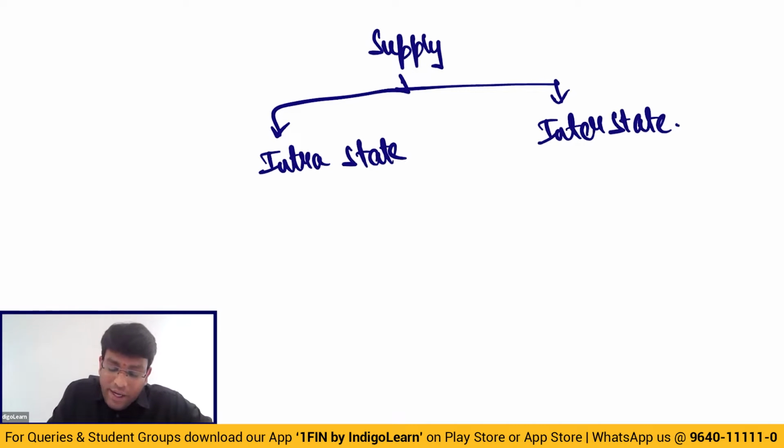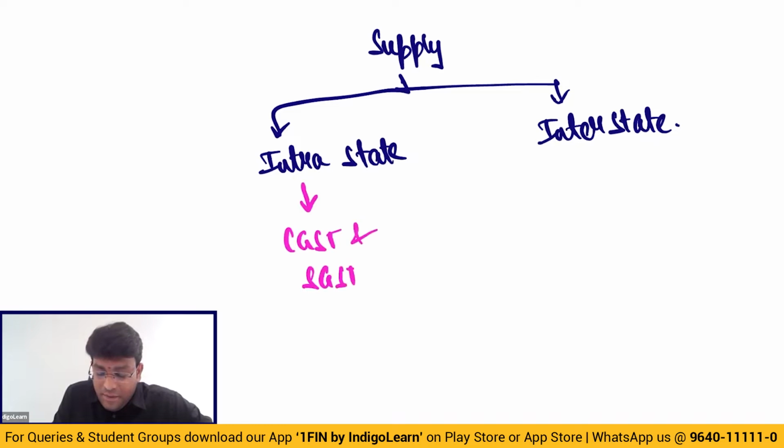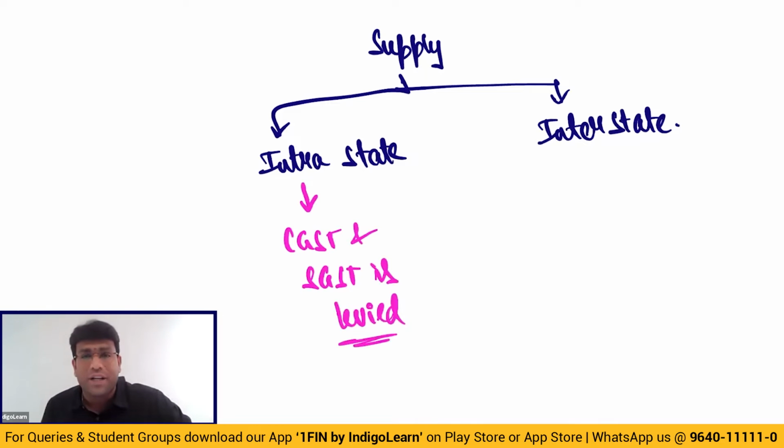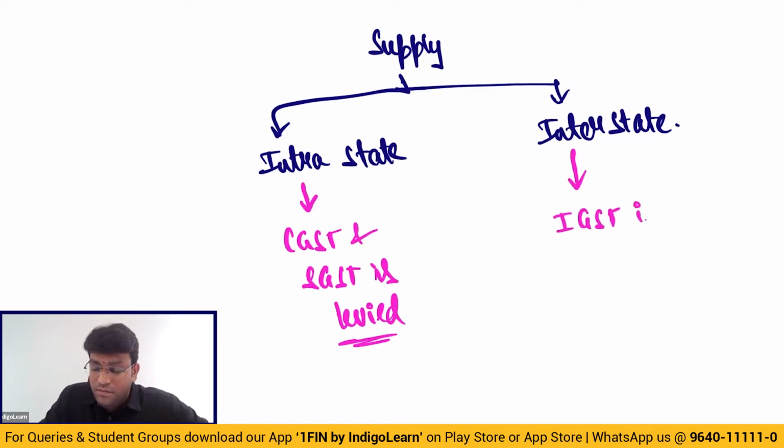In case of intrastate supply, my dear friends, CGST and SGST is levied. I'm sure everybody knows this fundamental point. So if the rate of GST is 18%, we will charge 9% and 9%. We will never ever do 10 and 8. It is always 9 and 9. Intrastate, what will you charge? CGST and SGST. In case of interstate, IGST is levied.